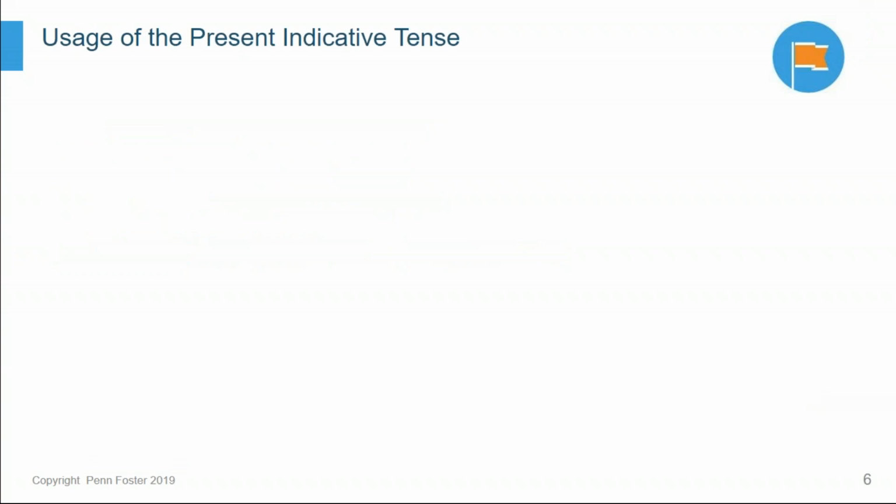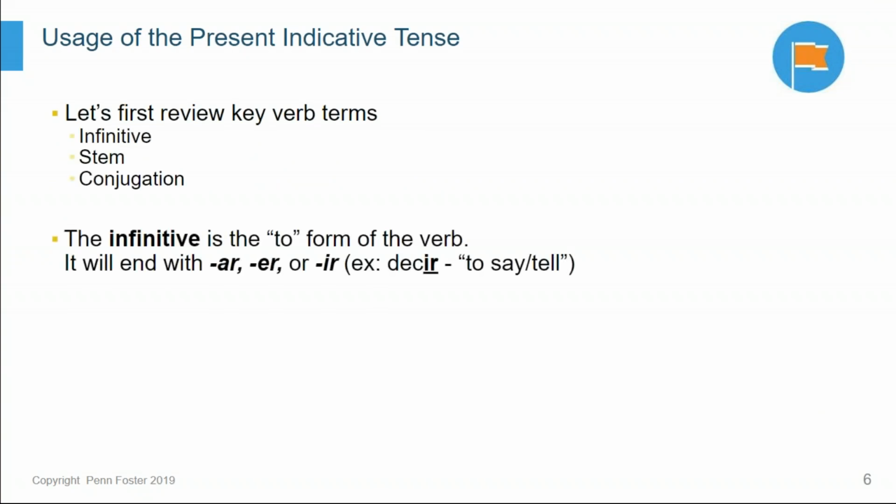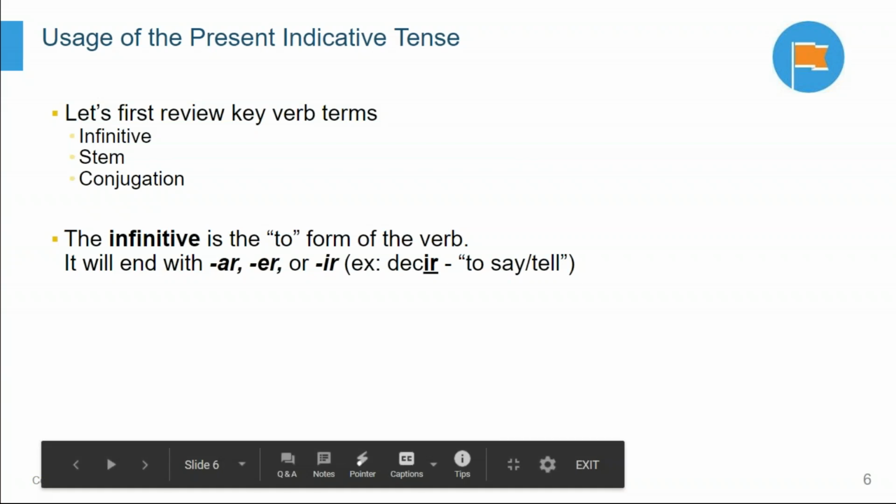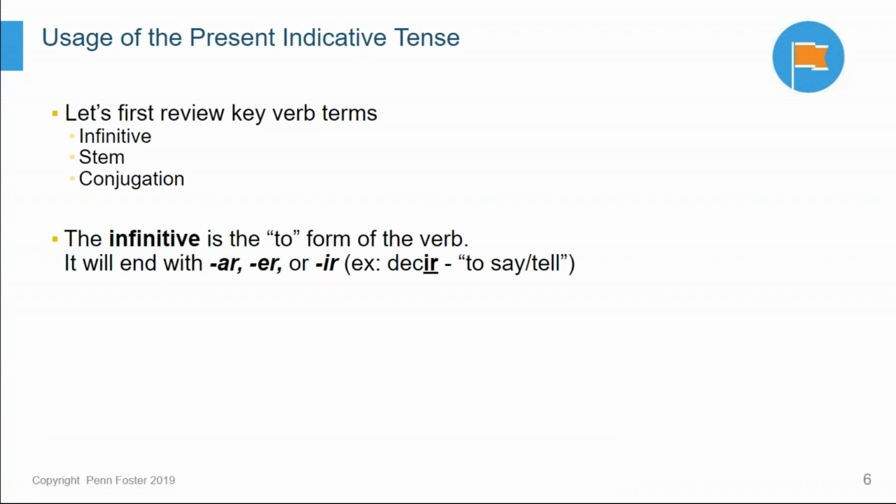So today we're going to begin the webinar by discussing the usage of the present indicative tense. And we'll go over a couple of key verb terms here, starting with the infinitive, which is described or defined as the to form of the verb. An infinitive in Spanish always ends with AR, ER, or IR. And you can see an example there, decir, the verb to say or to tell.